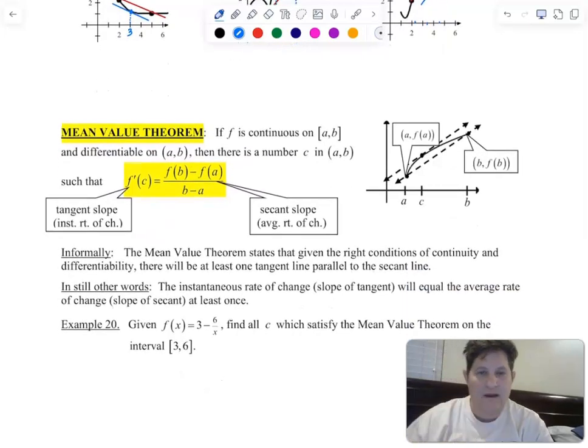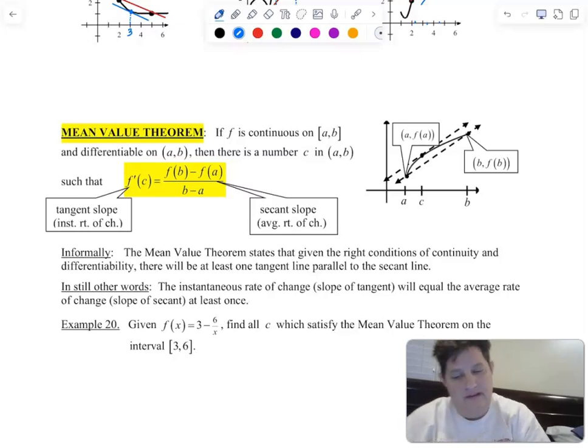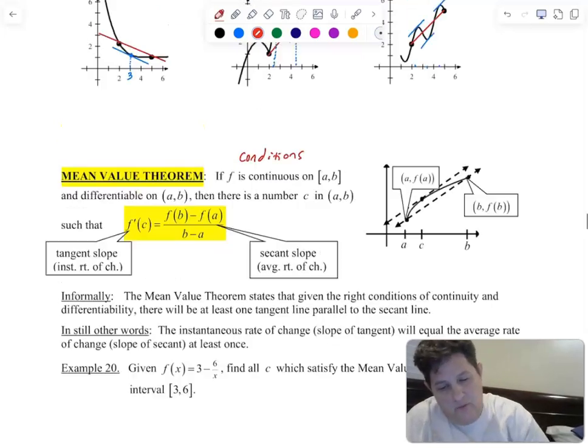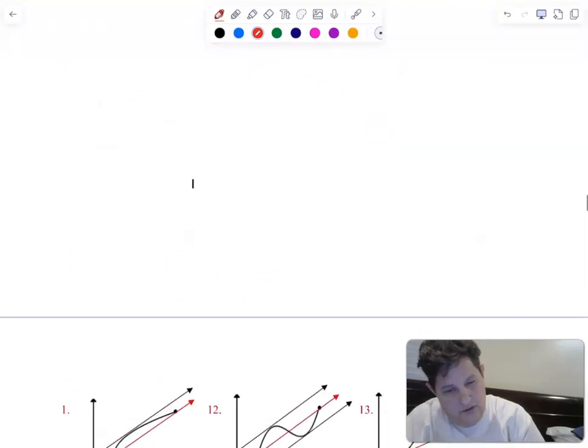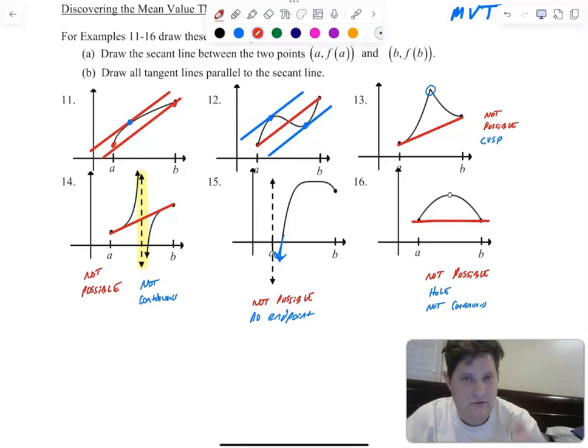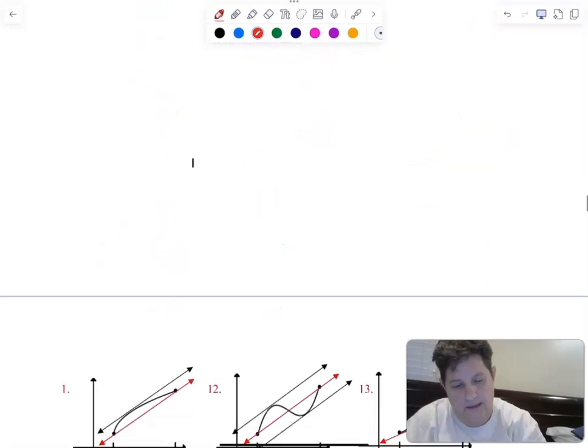Now, first of all, in order to even use the mean value theorem, we talked a lot about how a function has to meet certain conditions. And we discovered what the conditions were on these problems right here, right? Why was it not possible? Because there was a cusp there. Why was this one not possible? Because there was an asymptote. Why was the other one not possible? Because it didn't have an endpoint. This one was not continuous. It had a hole. Okay?